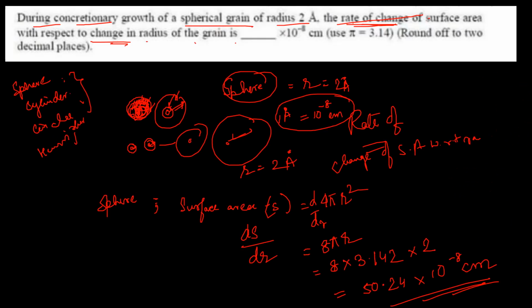So now I come to the questions. This is the first MCQ and NAT numerical problems which I am dealing with. The first question is, during concretionary growth of a spherical grain of radius 2 angstrom, the rate of change of surface area with respect to change in radius of the grain is. You have to find the rate. What is the question asking? Find the rate of change. Rate of change with respect to what? Change of radius.